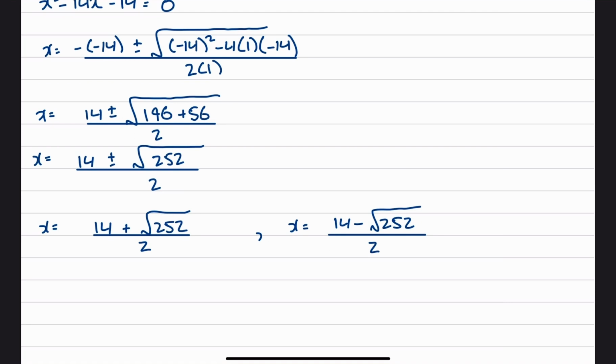And now we can convert this into a decimal. The first one, 14 plus under root 252 over 2, gives me 14.94, or let's round it off to three significant figures, which is 14.9. And the second one gives me negative 0.937.